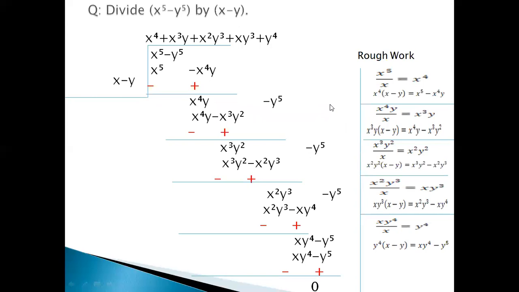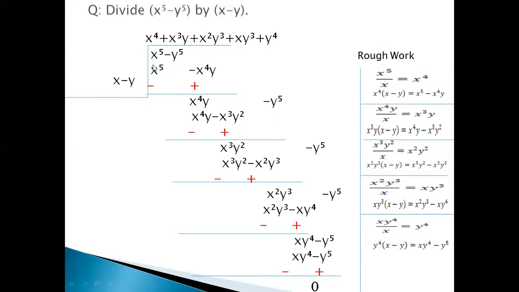Here we have another example, and here we have to divide x power 5 minus y power 5 by x minus y. We take the first term of the dividend, x power 5, divided by x. So x power 5 over x is equal to x power 4. Multiply by your divisor, we get x power 5 minus x power 4 into y, and put it here in your division sum. Now we will not substitute it under minus y power 5 because they are not like terms. So we will leave some space here and write this term over here.